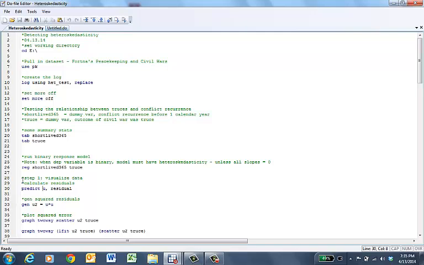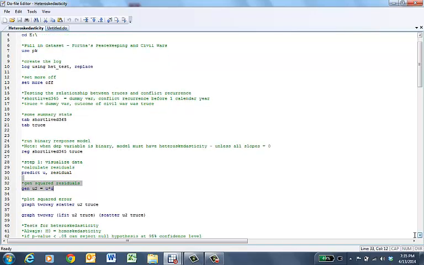The first step is to calculate the residuals, and we are going to square these residuals. We're going to plot the residuals squared on the y-axis and our independent variable, truce, on the x-axis.